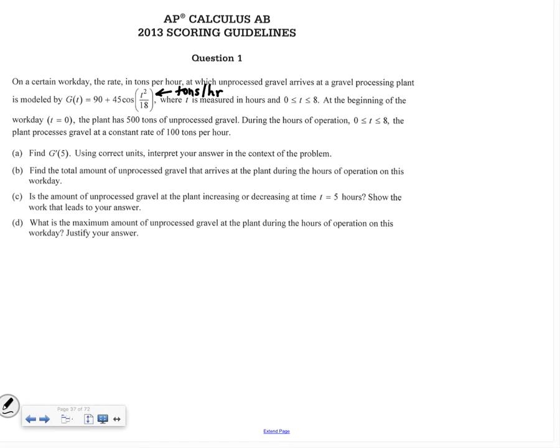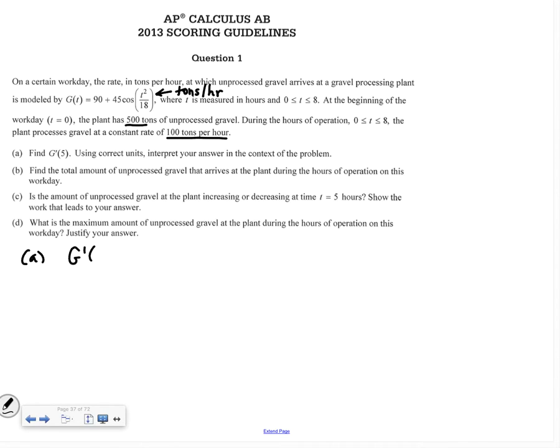At the beginning of the workday, at time t equals 0, the plant has 500 tons of unprocessed gravel. During the hours of operation, 0 to 8, the plant processes gravel at a constant rate of 100 tons per hour. So this is how much they're removing from the plant, and g of t is how much is coming into the plant. Part A says find g prime of 5.